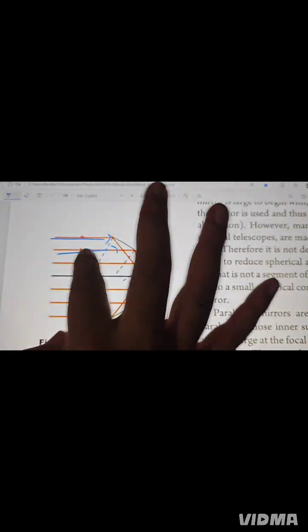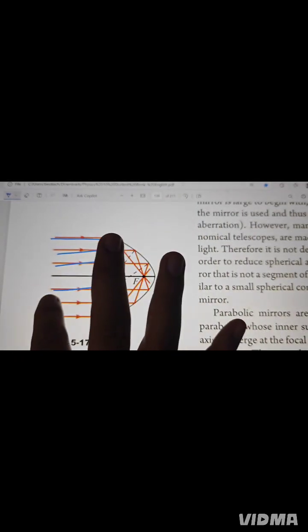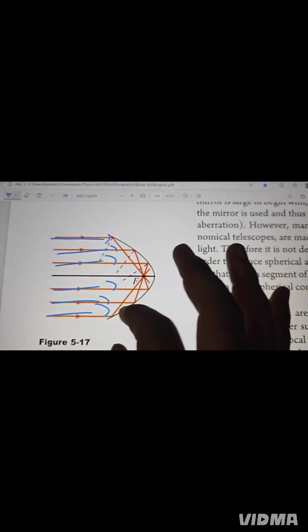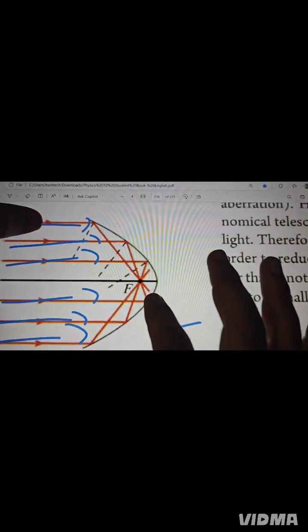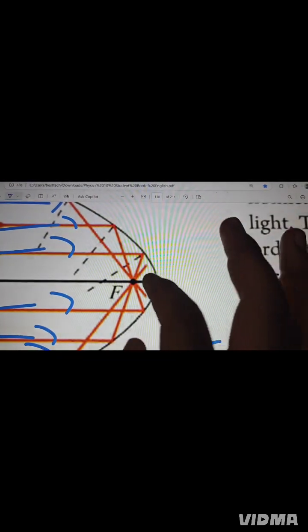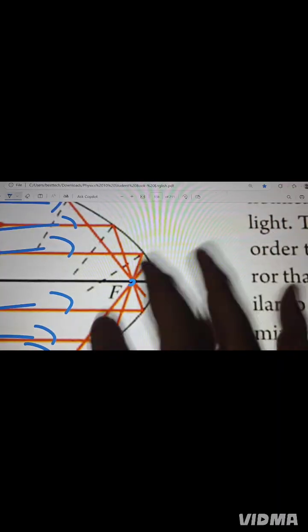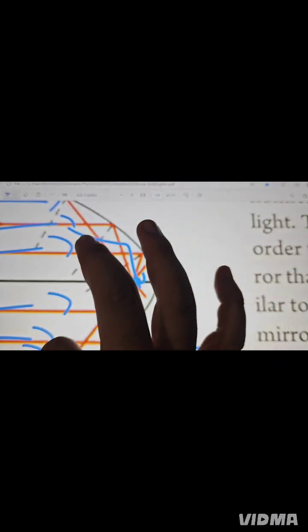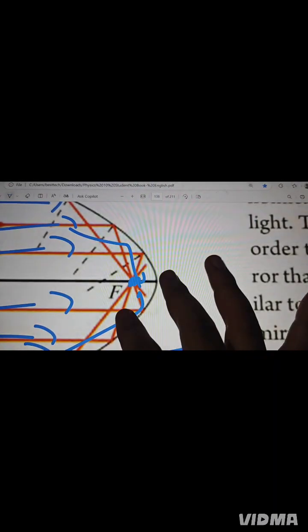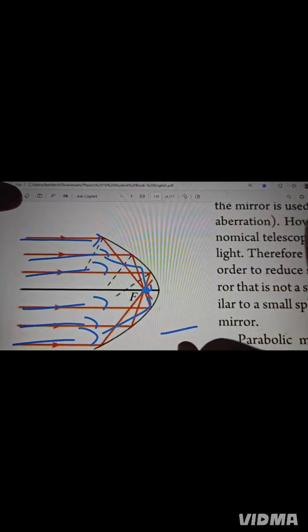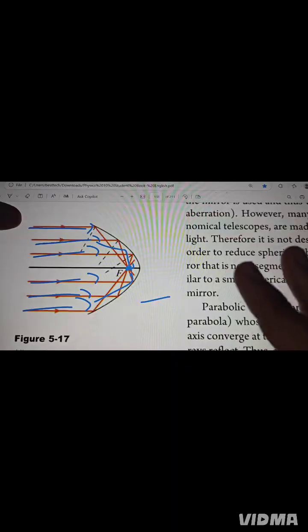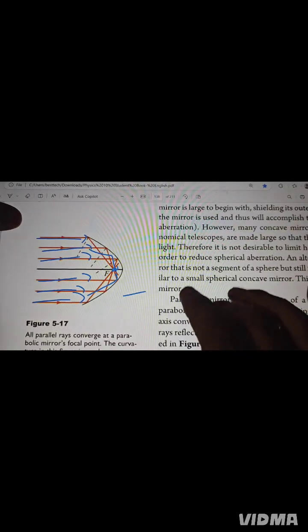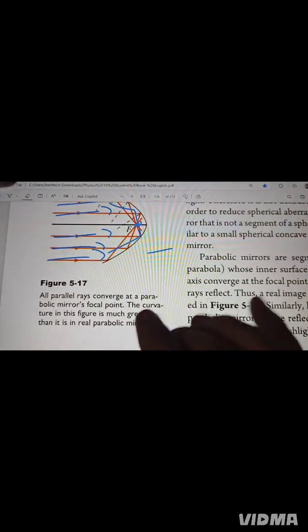Because when a lot of parallel light comes in that direction, all of it, if you take a look, after reflecting back, all of it passes through the focal point. All of them are passing through the focal point. So in that case, we will get a nice, clear image without any problem. So to fix spherical aberration, you have to use a parabolic mirror.